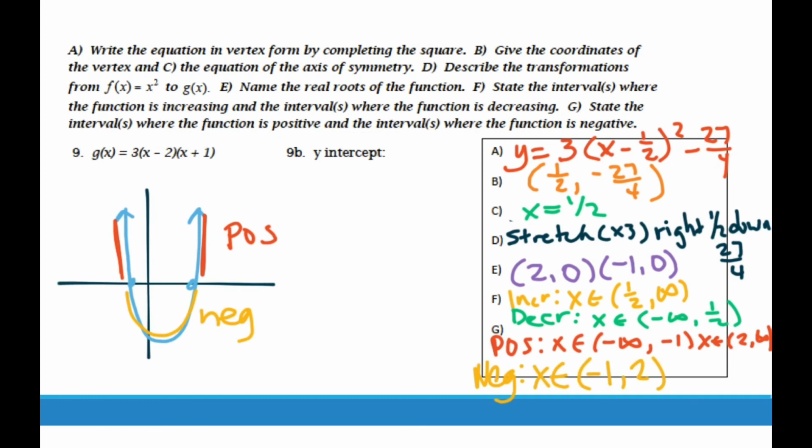So notice that for the positive, I have 2 intervals that I had to write, from negative infinity to negative 1, and then from positive 2 to positive infinity. And then the negative interval will be x is an element of (negative 1, 2). Okay, so that takes care of the lesson. You're going to need a little bit of time to think through it, and we'll be doing practice in class. We'll be able to answer some questions, but make sure you come with all of this done.